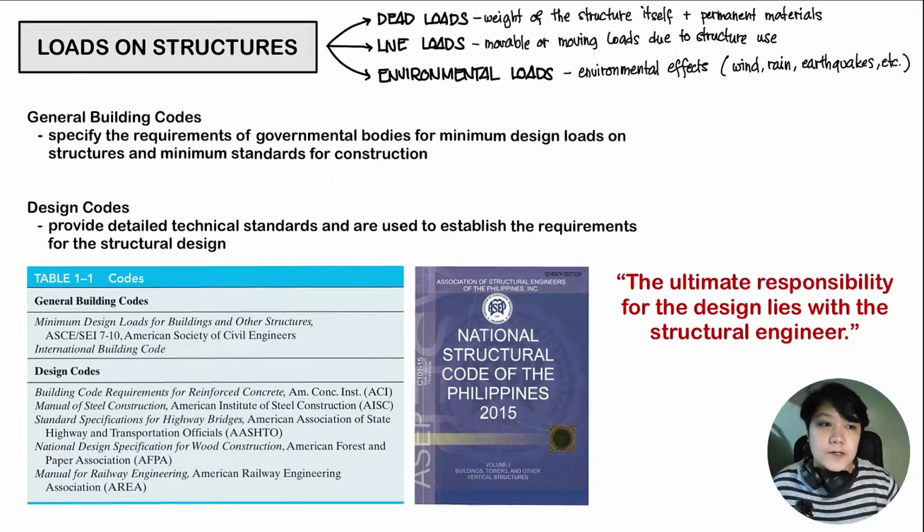So for example, our structure is a bridge. The live loads that will be imposed on that bridge would be your truck loads. For example, we have a building. The live loads that will be imposed on that building would depend on the occupancy or the use of the building. So if it is used as a school or as a residential building, it would have different intensities and combinations of your live loads.